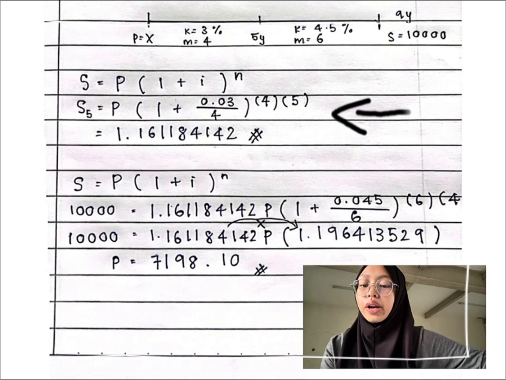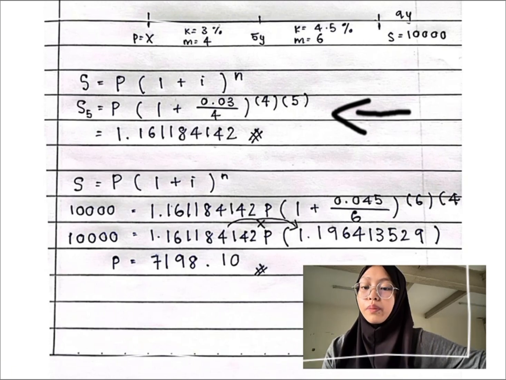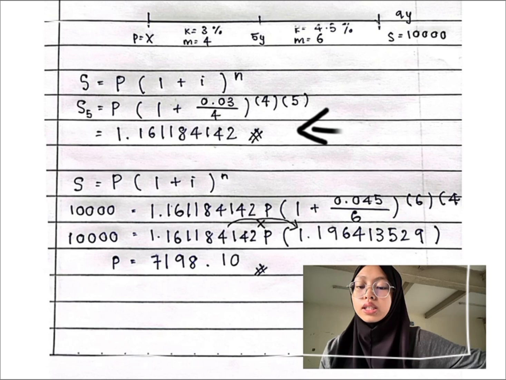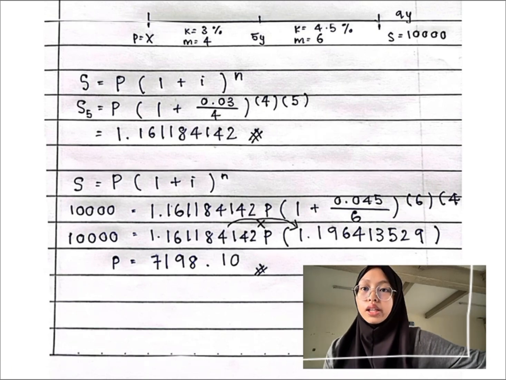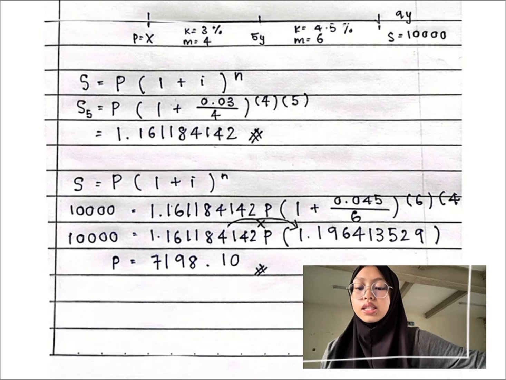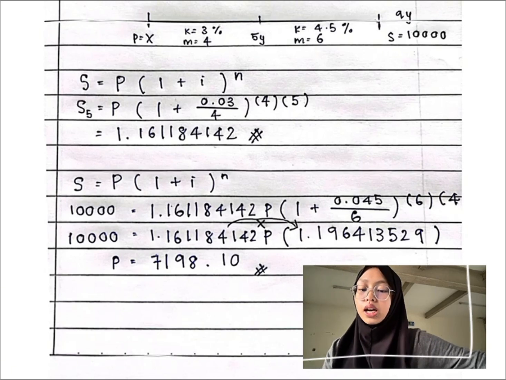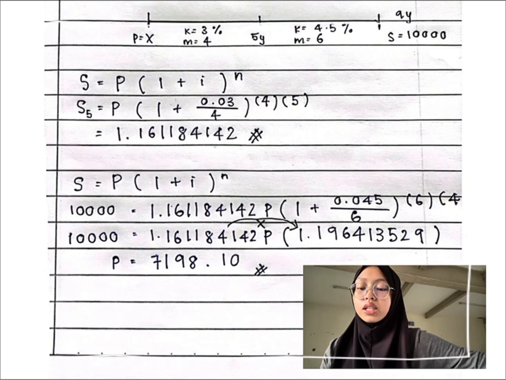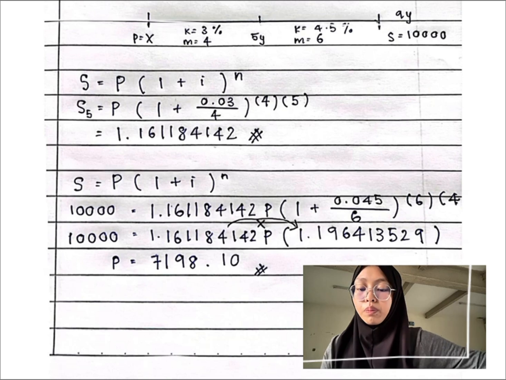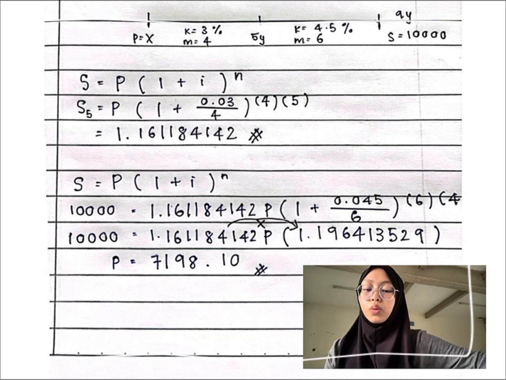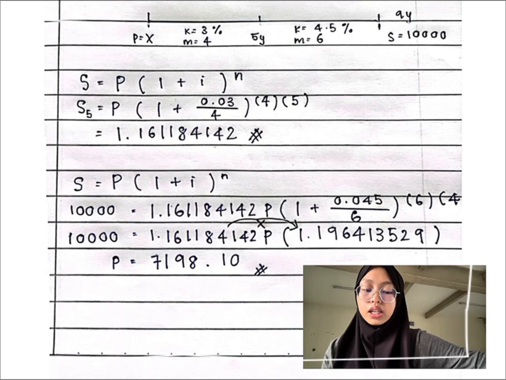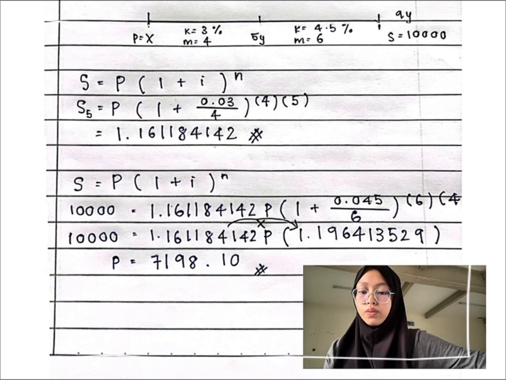S equals P, bracket 1 plus 0.03 over 4, bracket power of 4 times 5. And the answer is 1.161184142. Next, we will calculate the value of X. The formula is S equals P, bracket 1 plus I, bracket power of N. S is 10,000 equals 1.161184142 P, bracket 1 plus 0.045 over 6, bracket power of 6 times 4.